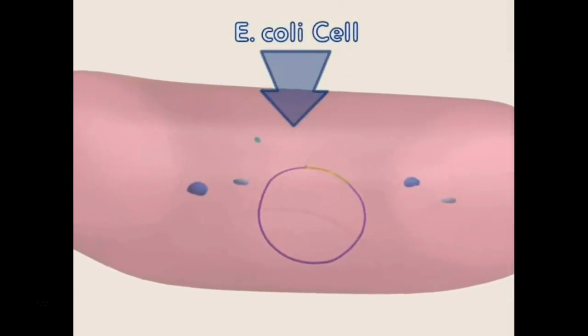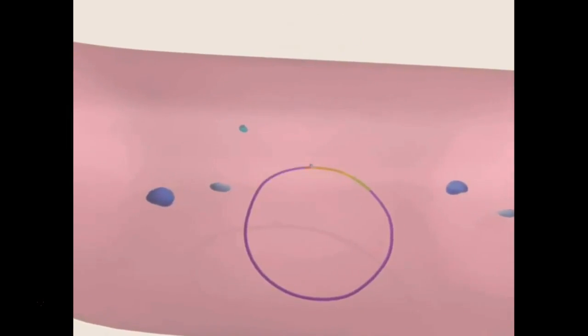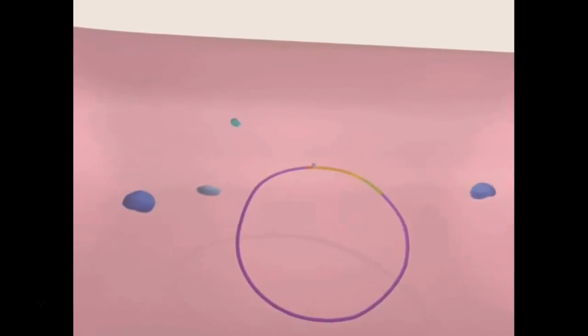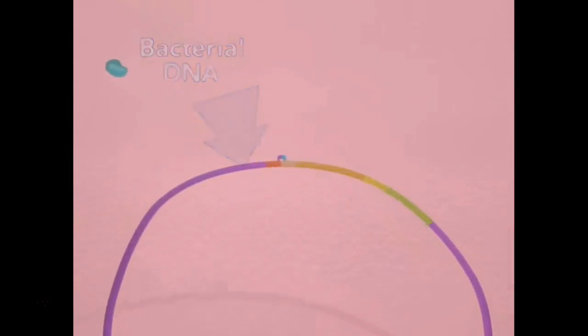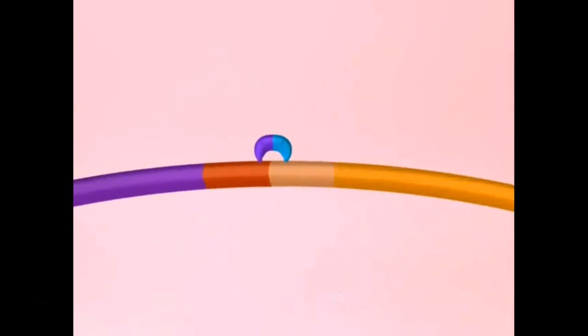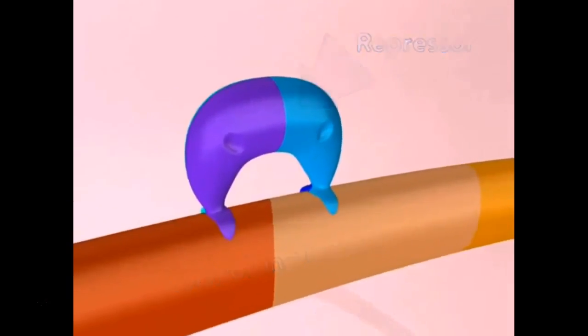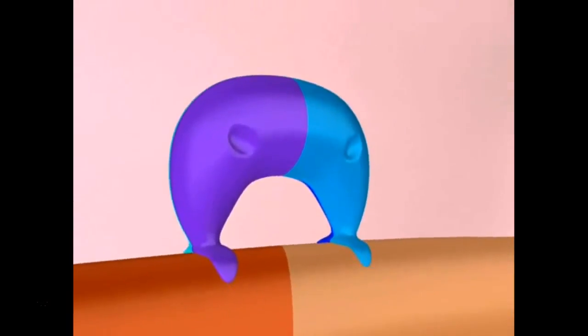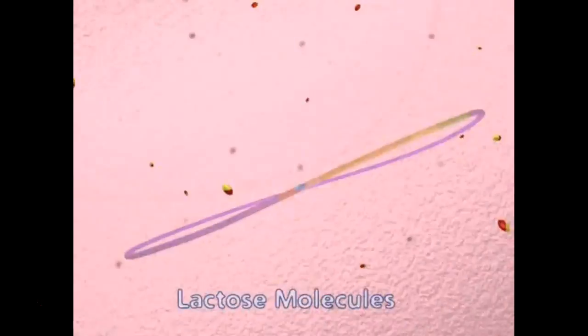Gene expression can be induced or turned on when a specific inducer molecule appears in a cell. For inducible systems, a repressor molecule prevents gene expression by binding to the upstream controlling region. Lactose is the Lac Operon inducer molecule.